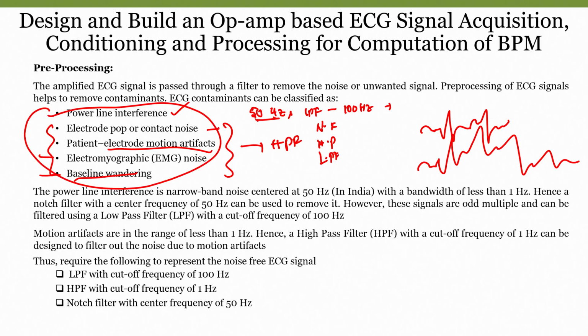That means in this pre-processing stage, we have to design a low pass filter with a cutoff frequency of 100 Hz, and a high pass filter with a cutoff frequency of 0.5 or 1 Hz, because our wanted signal is the QRS, which is somewhere around a maximum of 20 Hz. Then a notch filter with a center frequency of 50 Hz. These are the three major filtering blocks that we are going to use in our experiment today.